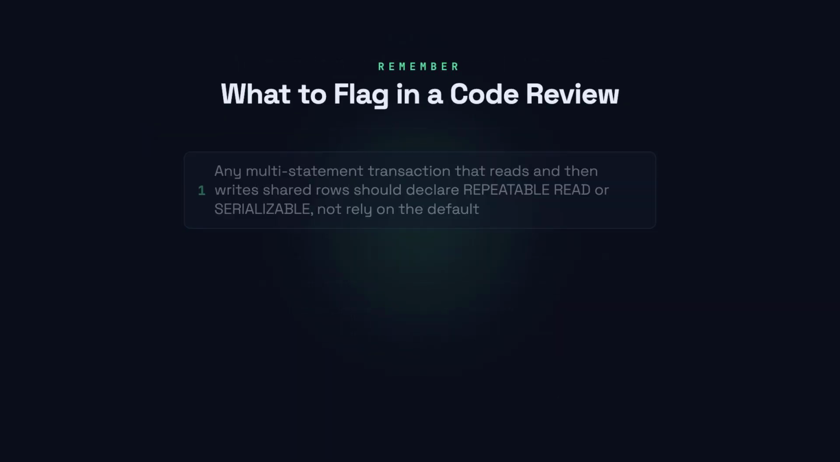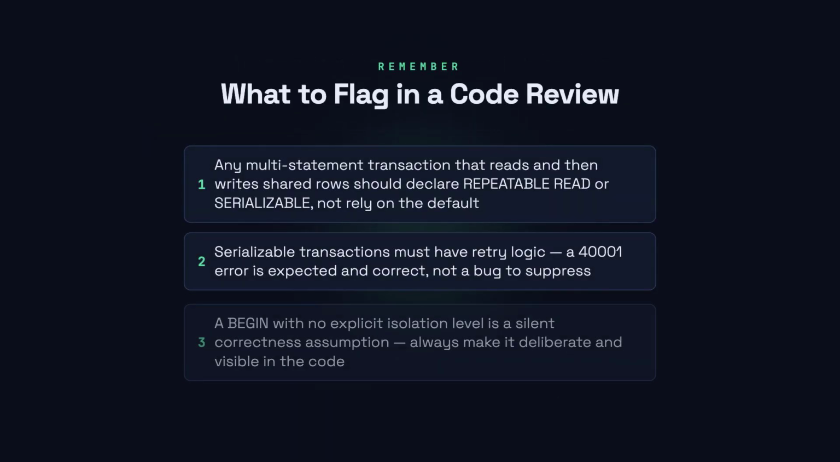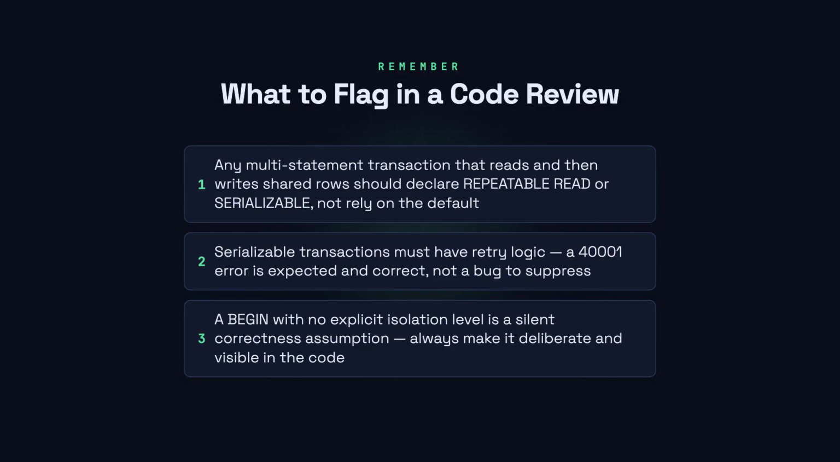When you review a pull request, look for any transaction that reads a value and later acts on it. If it does not set its isolation level explicitly, the author has silently assumed read committed is safe, and for anything involving aggregates, range checks, or dependent writes, it almost certainly is not.